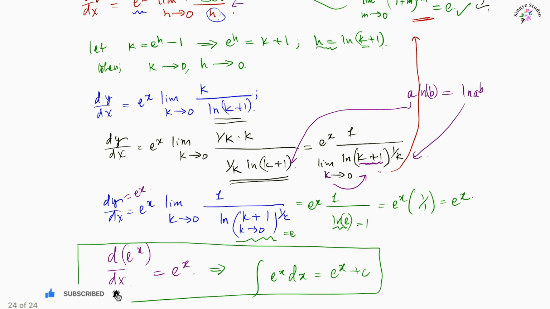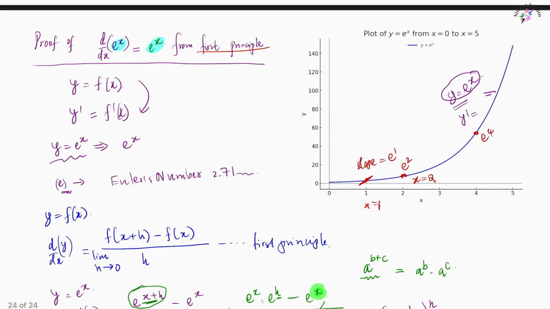As I have already explained, in this curve of y equals e raised to x, the derivative lies on the same curve, and the slope at any value of x will be e raised to x. So corresponding to the value of x, the slope will differ.